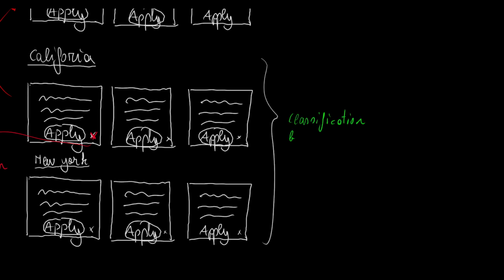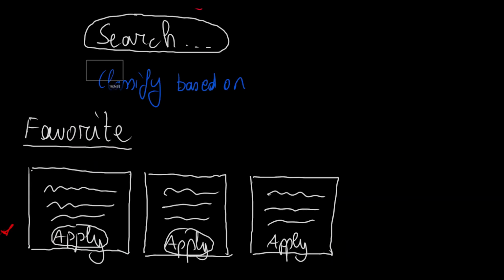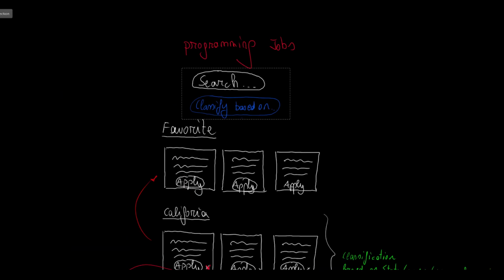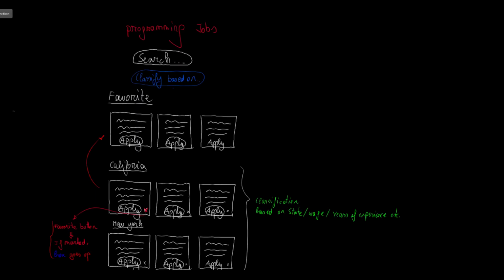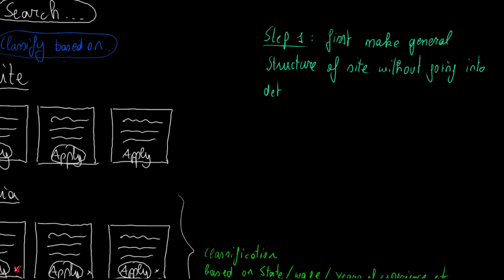In each listing there should be a button where you can apply now. Also a star should be depicted to mark the listing into your favorites. There should be a search bar where you can search the job listing per state. In the first step we are going to build the general structure of the website.